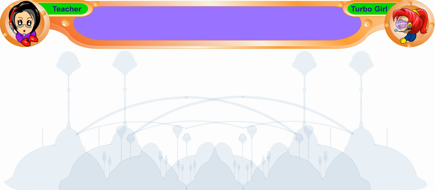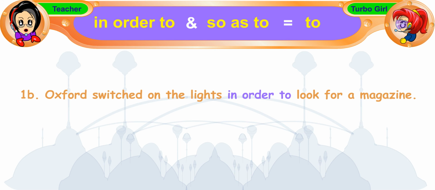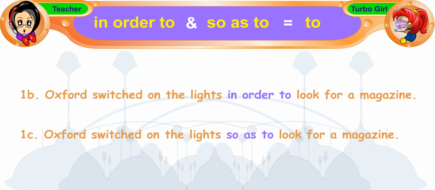The linking words in order to and so as to are used in the same way as the linking word to. So we have 1b. Oxford switched on the lights in order to look for a magazine. When we use the linking word so as to, the sentence becomes 1c. Oxford switched on the lights so as to look for a magazine.